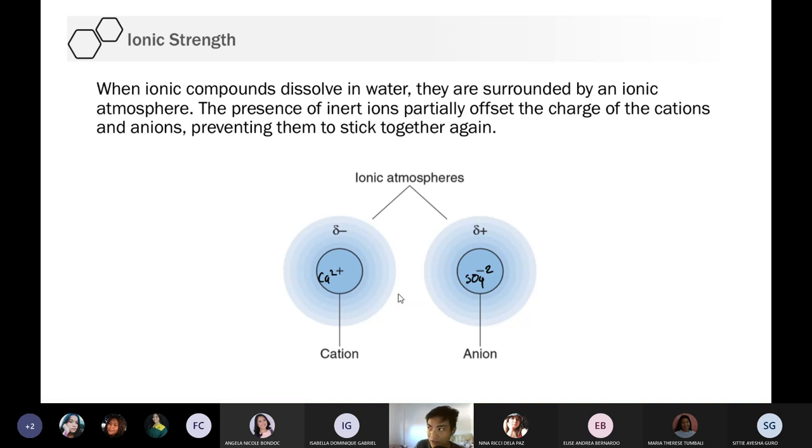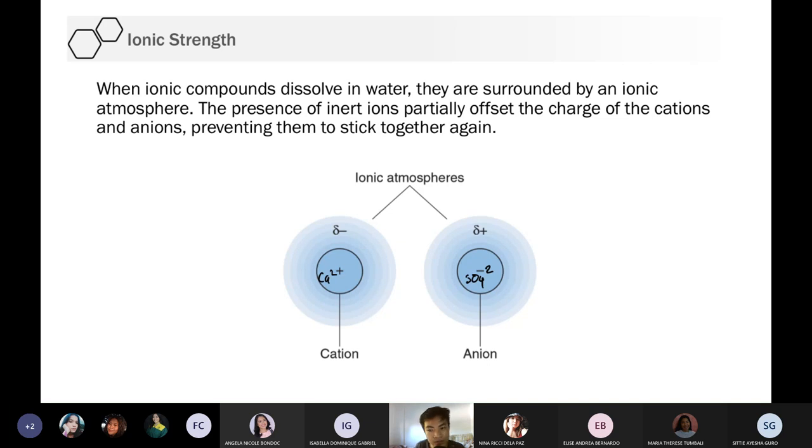So, suppose itong calcium and sulfate ion, di ba naghiwalay na sila? Then, pag nakita sila, babalik uli sila. So, our potassium nitrate ions prevent that from happening. That's why the equilibrium is shifted. That's why they become more soluble.